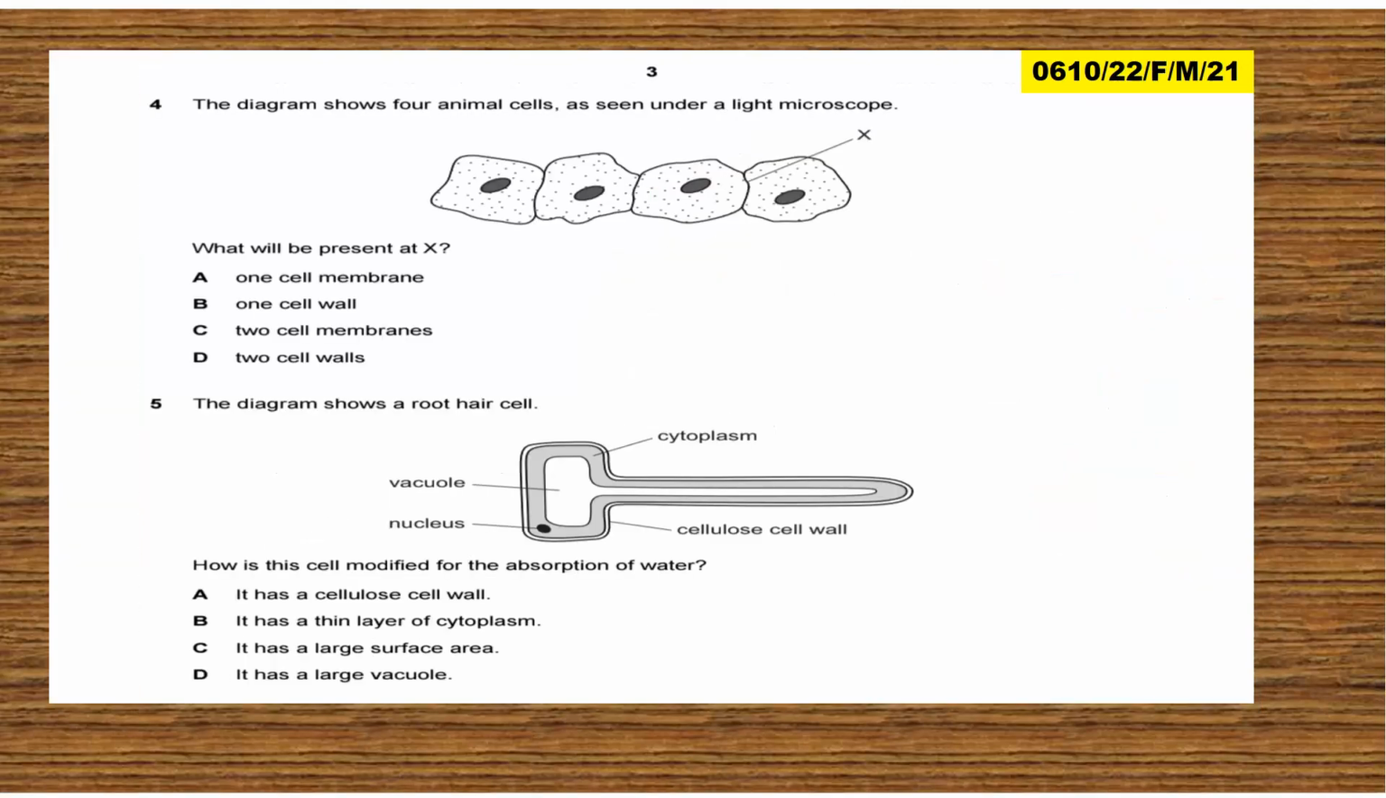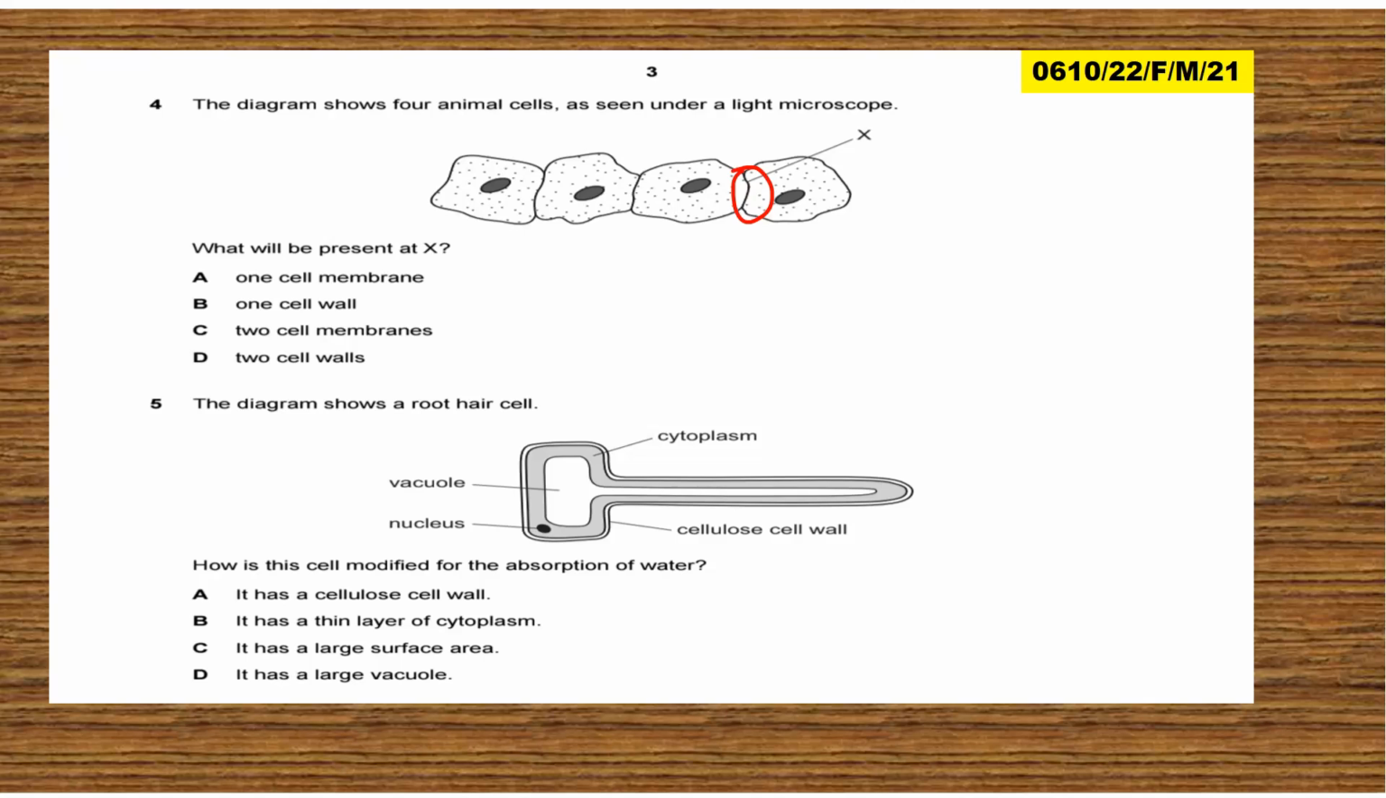All right. This is paper 2, variant 2, February-March 2021. The diagram shows cells as seen under the microscope. What will be present at X? Is it one cell membrane, two cell membranes, one cell wall, or what? This question is yours, and I think this is the last part that we are going to look at. So make sure that you answer this question, including this one. This part I leave up to you to answer.